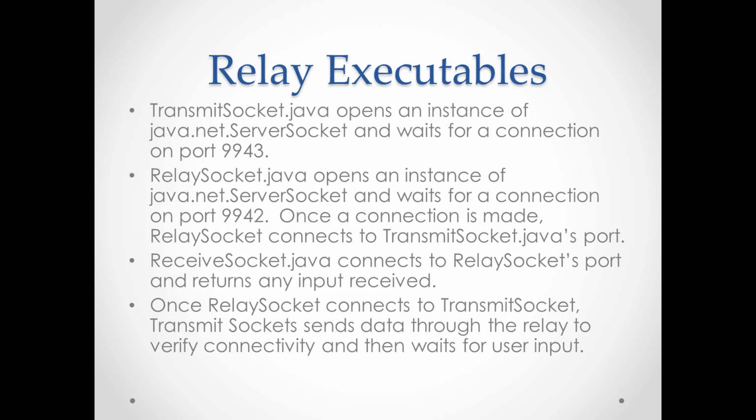A relay socket, which runs on the public instance. It opens another instance of server socket and waits for a connection on port 9942. Once a connection is made to the relay socket's port, the relay socket connects to the transmit socket's port. Receive socket runs on the private instance, and it connects to the relay socket's port and just returns any input received.